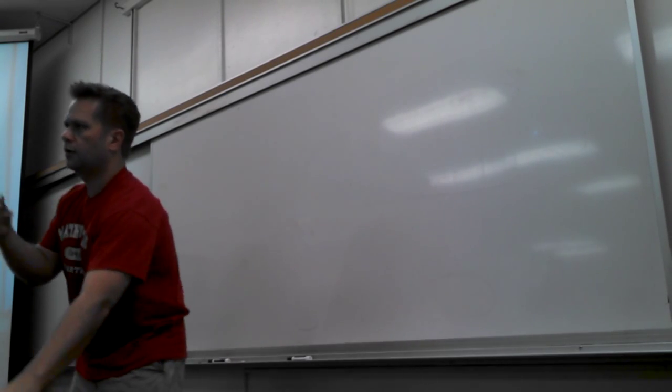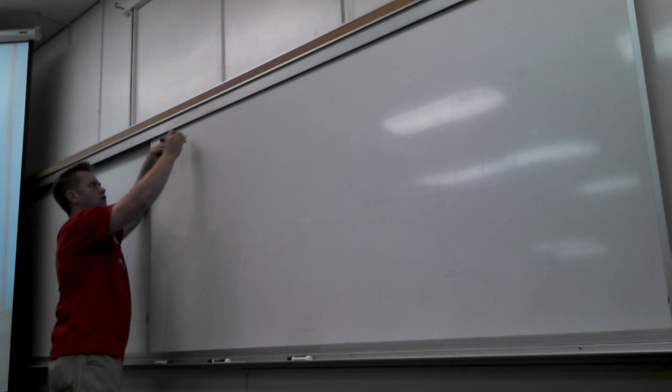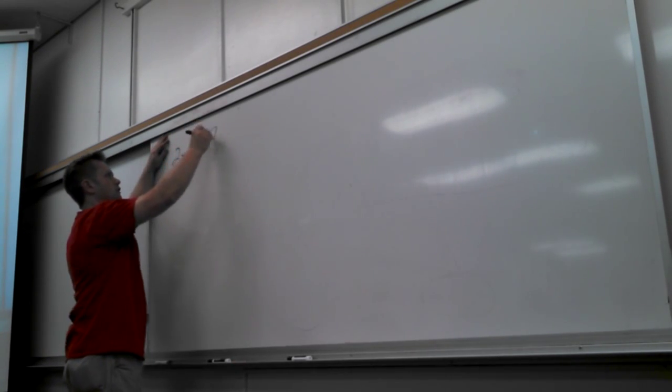All right. So here's what a matrix is. If I have the system of equations, 2x plus y equals 7.